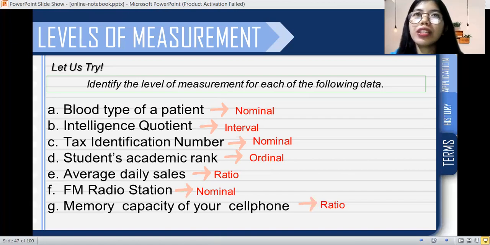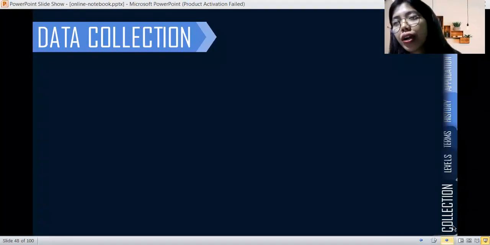I hope you understand this part. Okay, so now let's move to the next one. And this is the final one, the data collection methods.